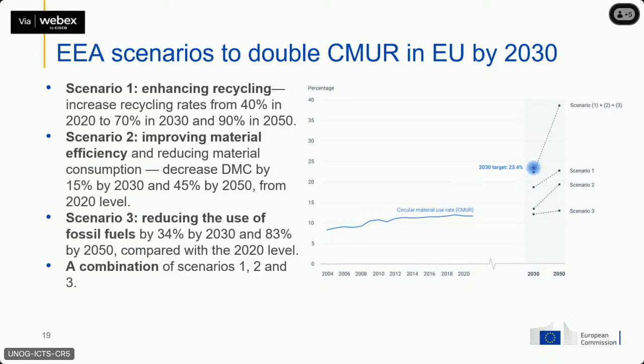This is achievable. There are already many EU policies to mitigate climate change, and there is a European climate law. So all this scenario 3 is sort of guaranteed just by the climate policies that are in the European Union. And finally, the EEA considers a combination of scenarios 1, 2, and 3, and this is what really delivers achieving what we want to be.